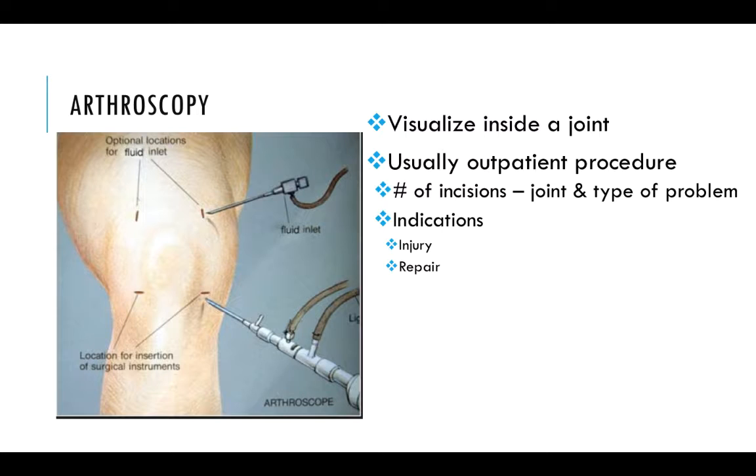Several small incisions are used depending on the joint and what exactly they're doing in there. And this is so they can put in the instruments, the visualization and the fluid, and they can put in little scalpels or rotos to take care of stuff if they're actually doing a therapeutic procedure. Most of the time, the incisions don't require sutures. They're usually glued shut, or maybe they use steri-strips on them.